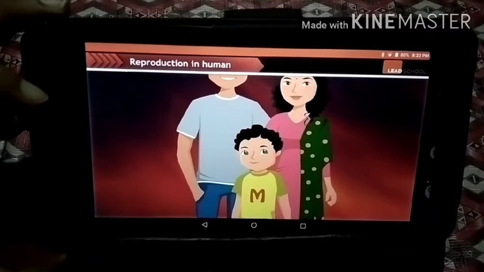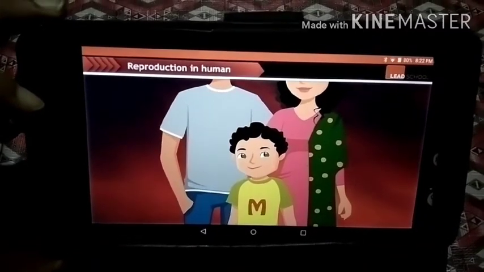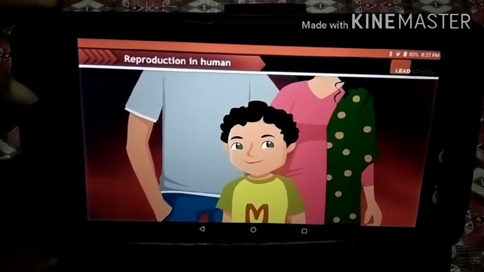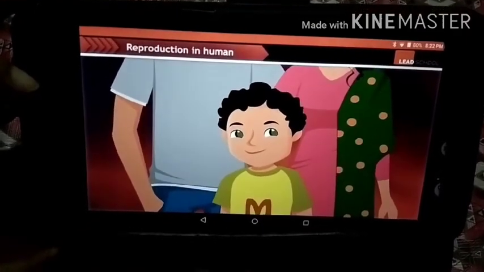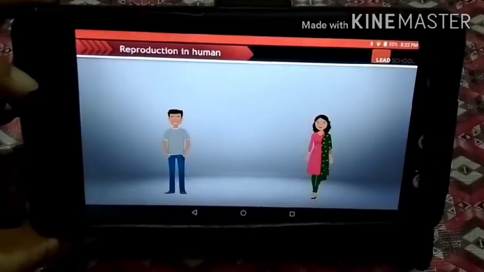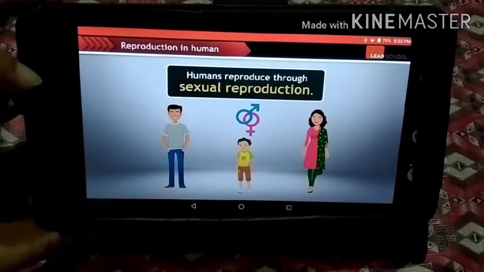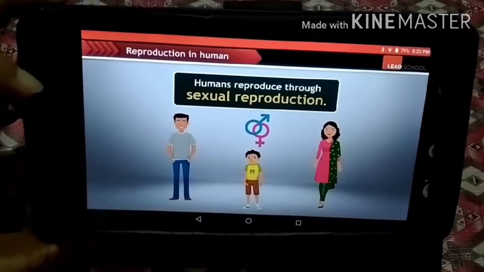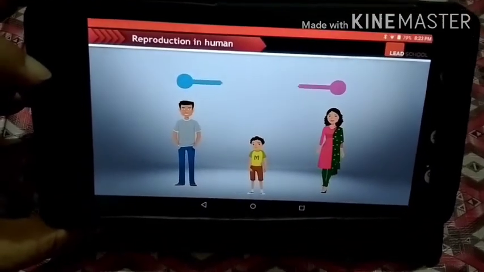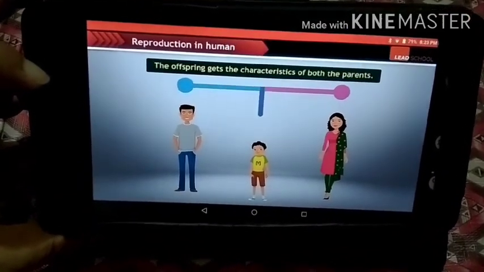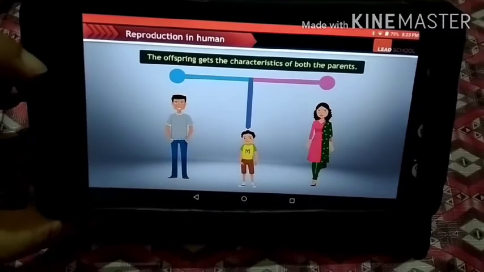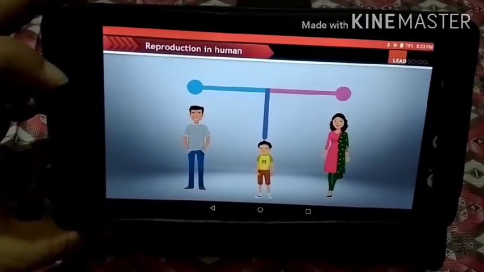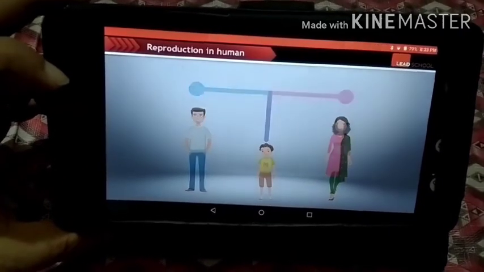But why do we get some characteristics from our mother and some from our father? How do we inherit characteristics from our parents? This is because humans reproduce through sexual reproduction. It is because of this mode of reproduction that the offspring gets the characteristics of both the parents. Let us understand how sexual reproduction takes place in humans.